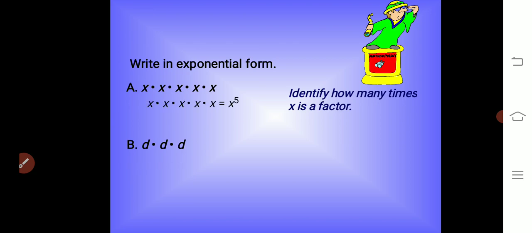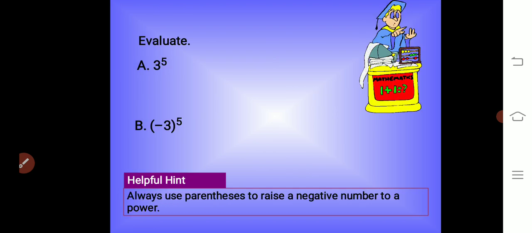And write in exponential form. So A, x times x times x times x. Identify how many times x is a factor. So the answer is x to the power of 5. So B, d times d times d. Identify how many times d is a factor. So the answer is d cubed, or d to the power of 3.